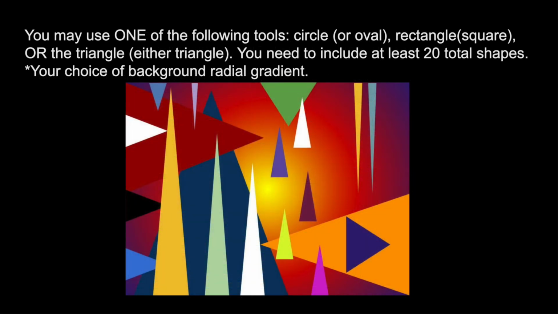So here are the general directions. I require students to select one of the following shapes: circles, rectangles, or triangles. They have to include at least 20 total shapes, and then they choose their own and create their background as a radial gradient. Why 20 shapes, you ask? So that students can experiment with size, overlapping shape, and repetition.